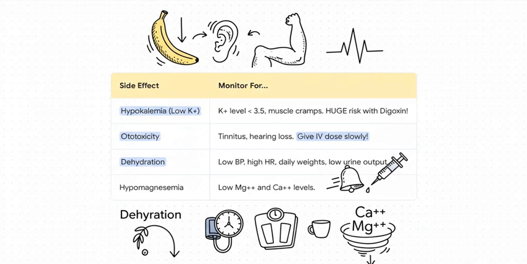For ototoxicity, you need to ask your patient about any ringing in their ears, also known as tinnitus. And here's the key nursing action: push IV furosemide slowly. For dehydration, you're monitoring blood pressure, heart rate, and daily weights. A sudden drop in weight means they're losing fluid fast. And don't forget, it also flushes out magnesium and calcium, so keep an eye on those levels too.